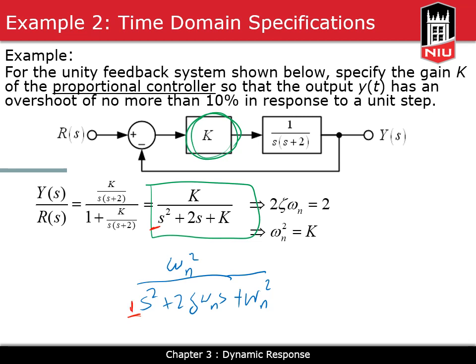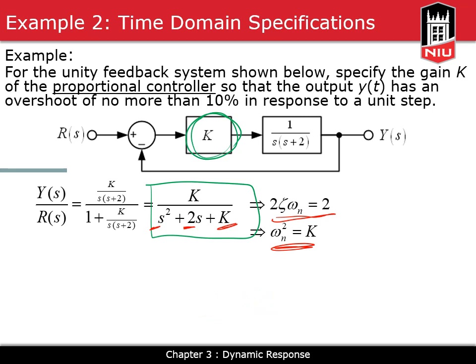Then compare the other two coefficients. Here, the coefficient of s is 2. The coefficient of s in the standard one is 2 zeta omega n. Set those two equal to each other. That gives you the first equation here. Then the constants, K must be equal to omega n squared. That gives you the second equation. That's all. This way you can find your zeta, you can find your omega n. If the value for K was given, you could actually find zeta and omega n as values. You could find the exact values for those, but here it would be in terms of K, obviously. So I'll erase this and then we'll see the rest.